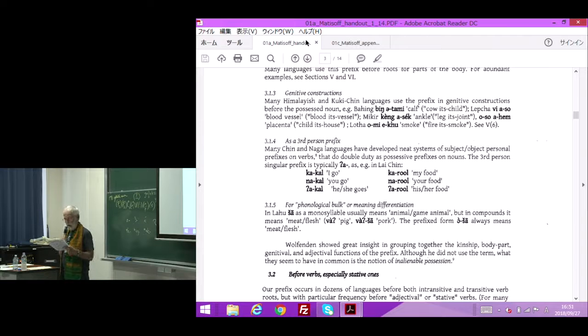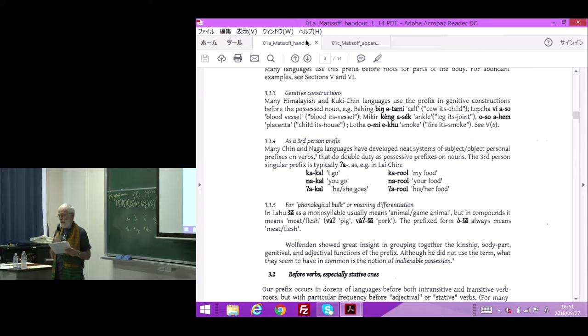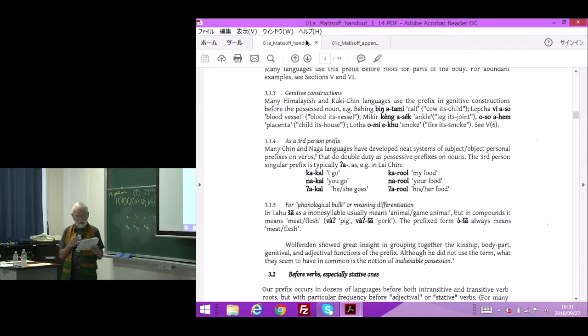concept of phonological bulk. So for example, sha in Lahu means meat or a game animal, but in compounds it means flesh. So you get va is pig, va sha is pork, but if you have the prefix o, o sha, it always means meat or flesh. It cannot mean animal. So here, it's not just phonological bulk exactly, but it's some kind of semantic differentiation.